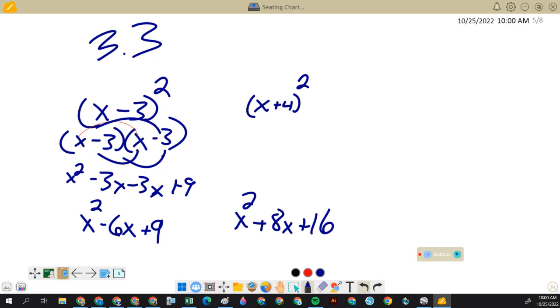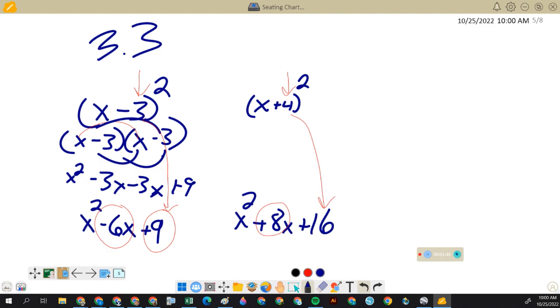Here's the pattern. This number here is half as big as that number. So this number here is half as big as that number. Okay? And this number is the square of that number. So this number is the square of 4. So we call these perfect square trinomials.